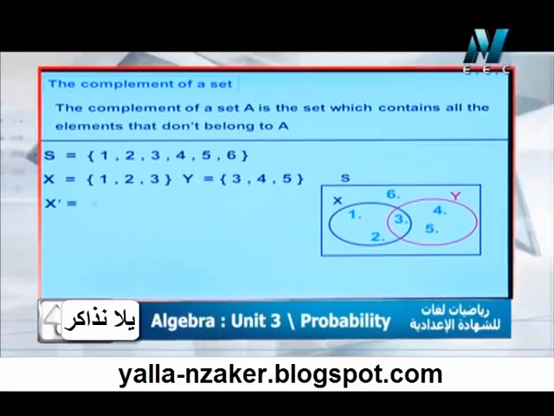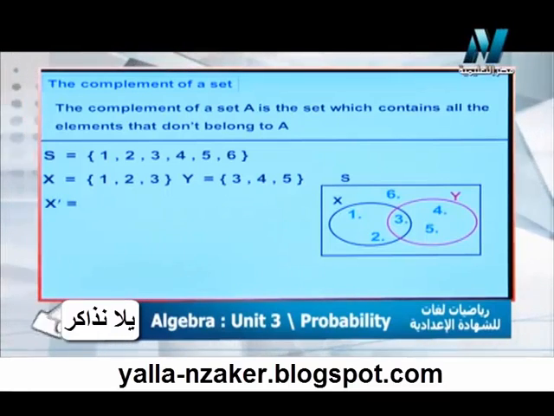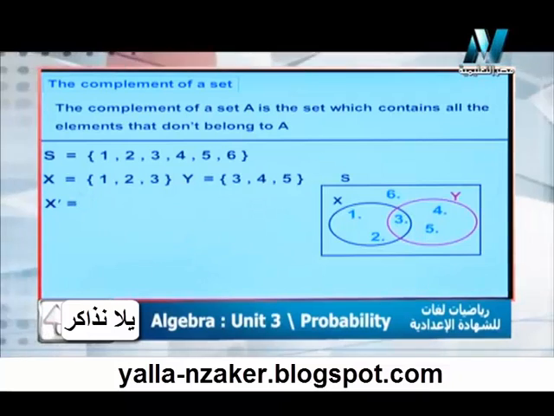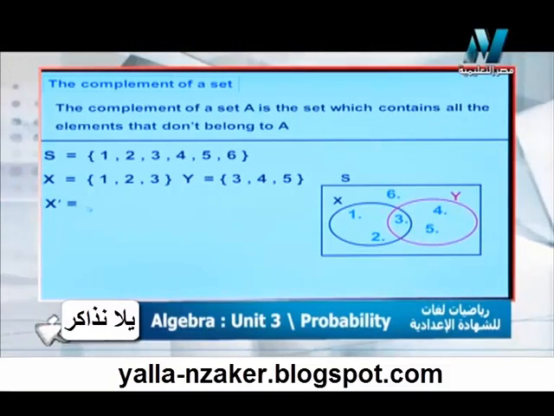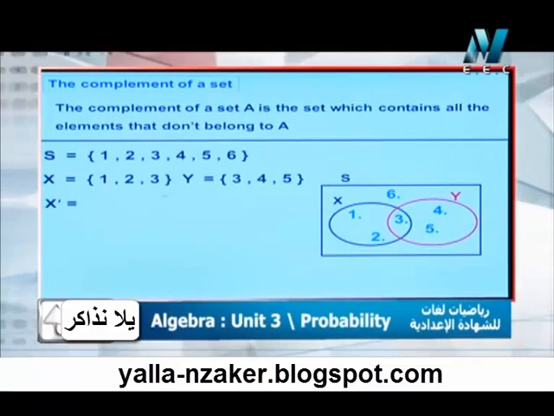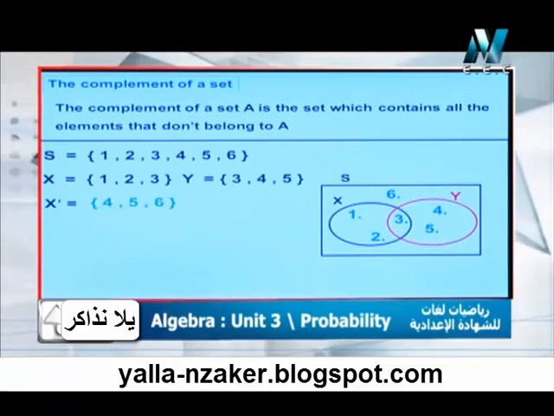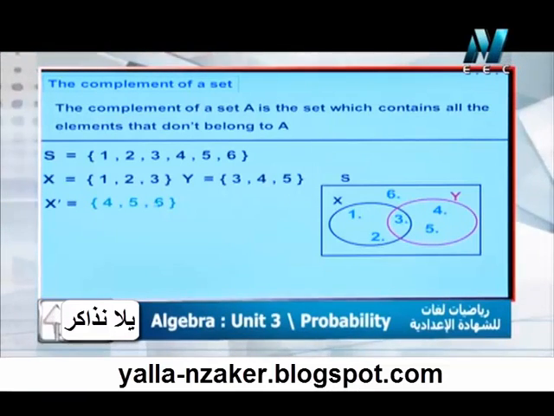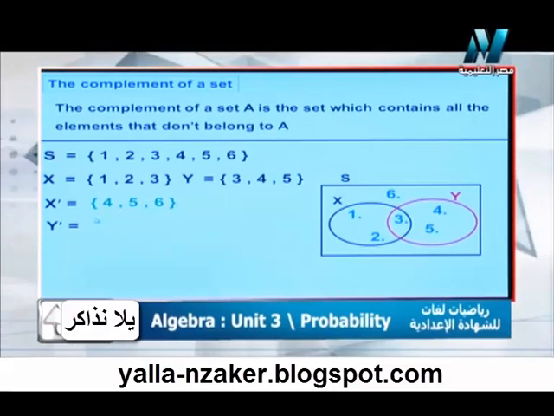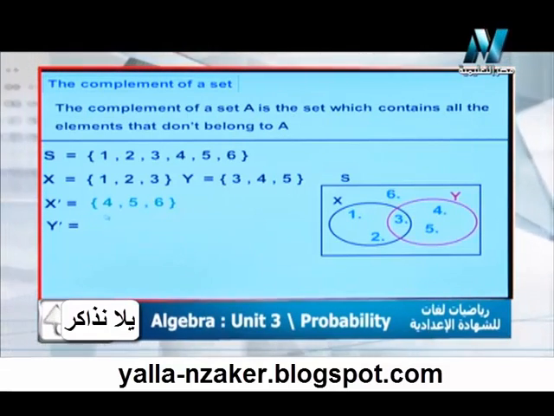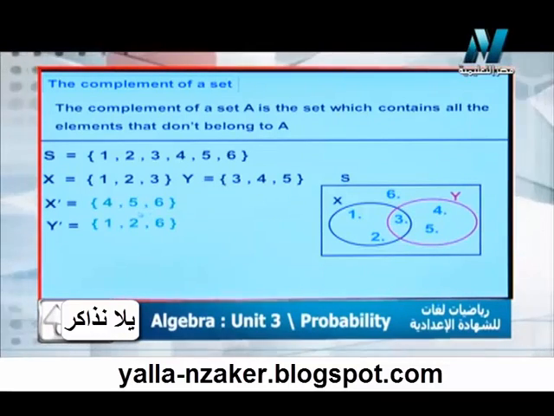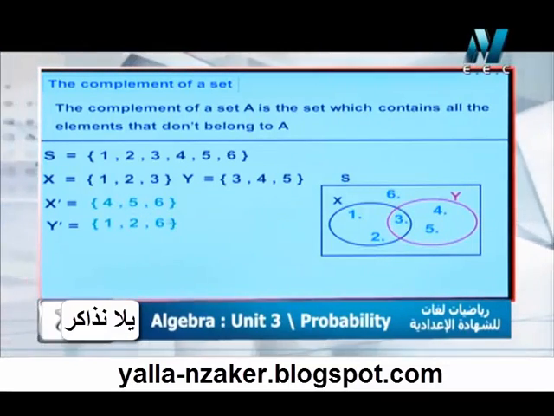طيب لو طلب مني في الكويستشن how can I find x dash, it means x complement. The complement of x which are the elements don't belong to x. يعني ممكن أقول باختصار كده S difference x which are 4 5 and 6. These are x complement. طب لو طلب مني y complement، y complement simply أنا ممكن أقول إنها هتبقى the elements that don't belong to y which are 1 2 and 6. This is x complement and this is y complement.